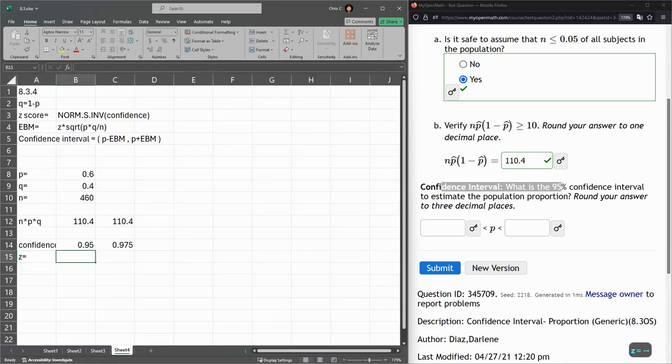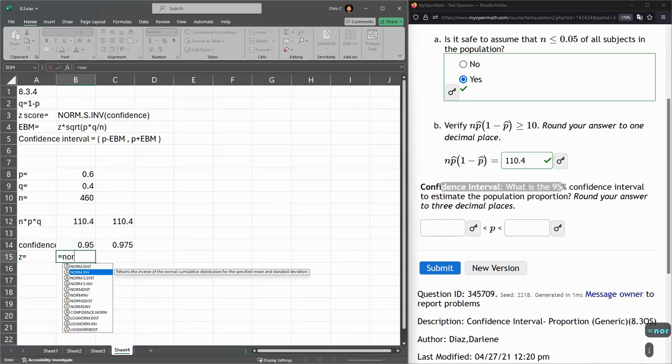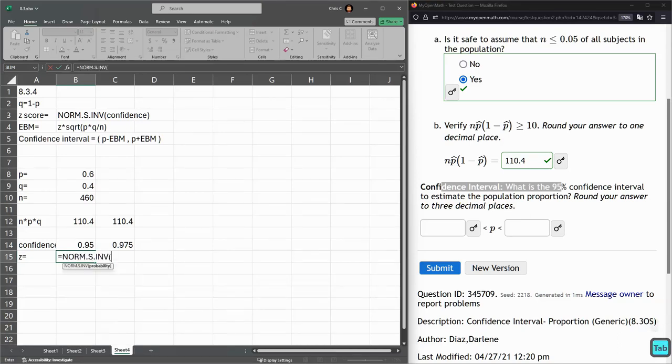Ready for our Z value? It's the top of the screen here. So it's a norm inverse, Norm S inverse, and probability is right there. Again, you're looking for something close to 2.